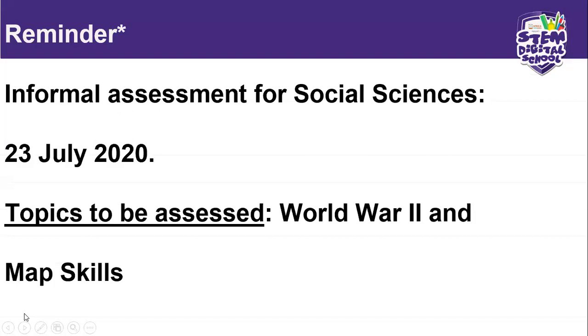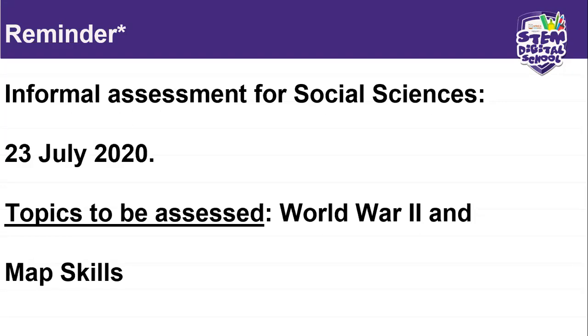Just a reminder, next week you'll be writing an informal assessment for all the subjects. For social sciences, you're going to do the informal assessment on the 23rd of July, next week, on a Thursday. The topics that I'm going to assess you on are, for history, World War II, and for geography, map skills. Remember, you did these two topics in term 1.